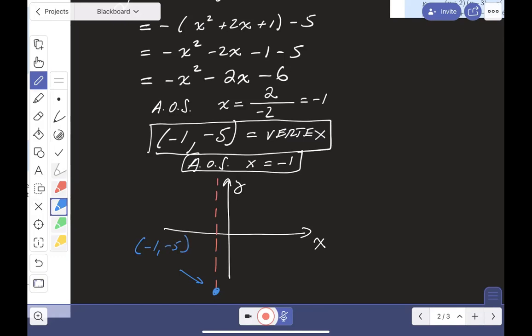I want to get the y-intercept. And how do you do that? Set x to be 0. And if you did, you get minus 6. That's a lot of work, isn't it?